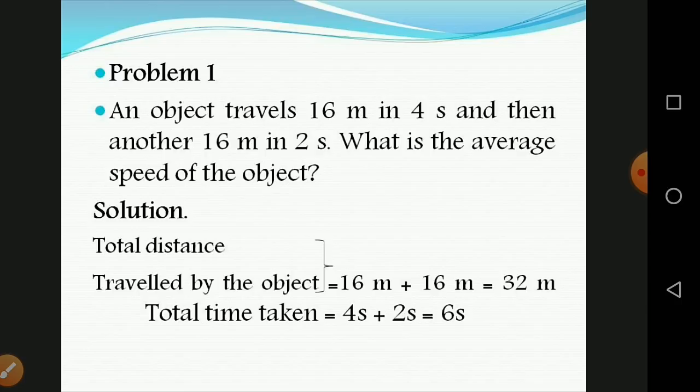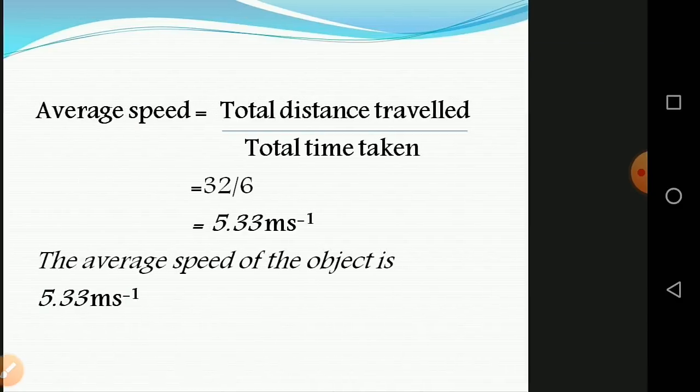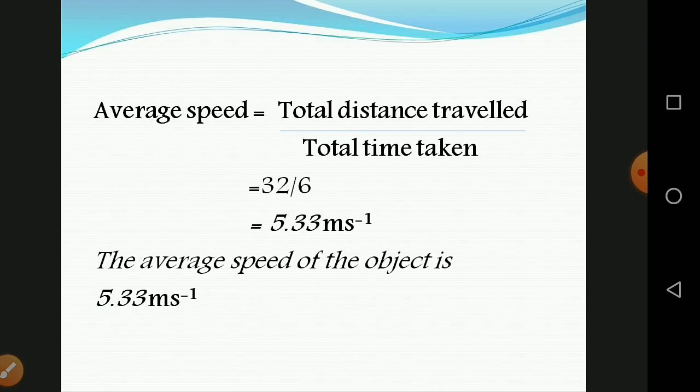So to find the average speed, what is the formula for speed? Distance traveled divided by time taken. So total distance traveled by time taken: 32 meters divided by 6 seconds. If you divide 32 by 6, it gives 5.33 meters per second. So you found the average speed of the object.